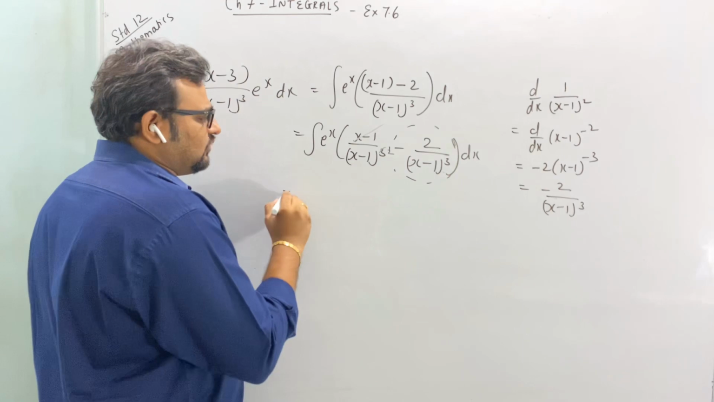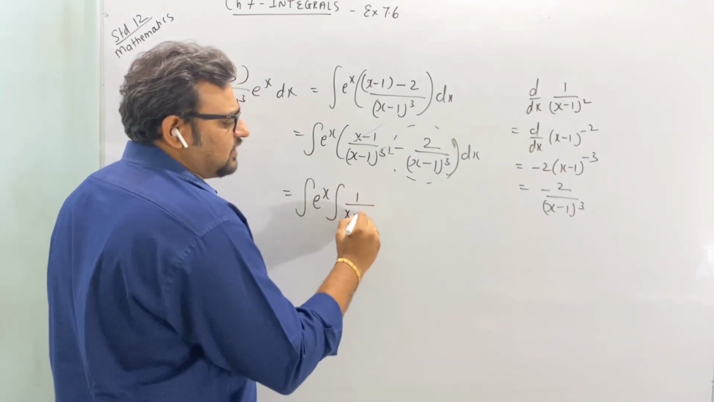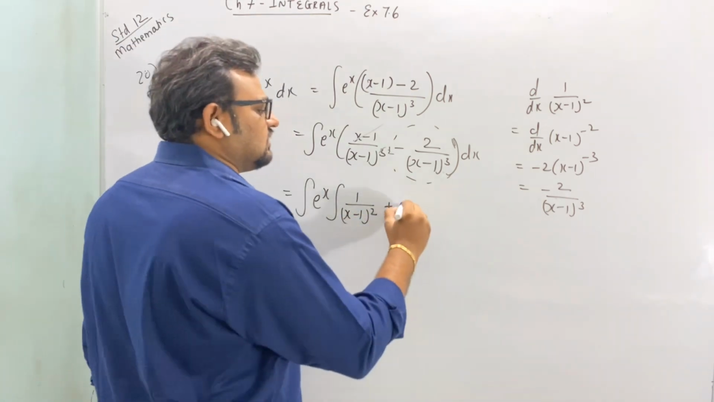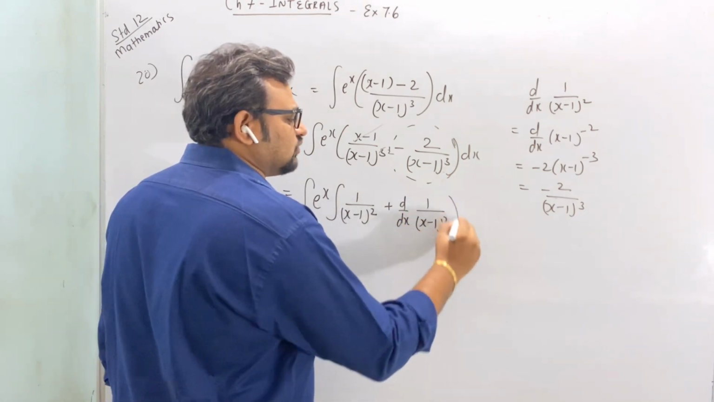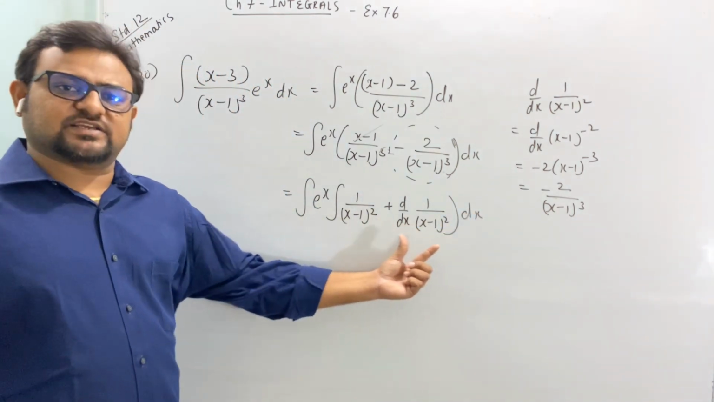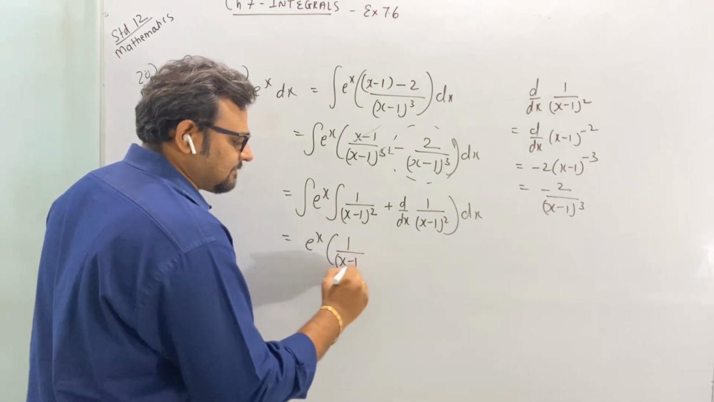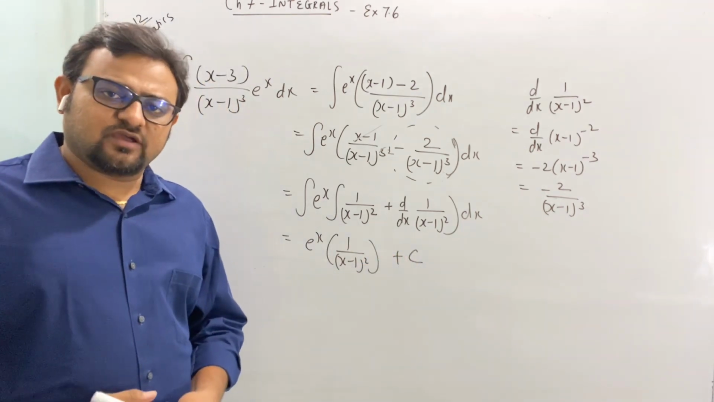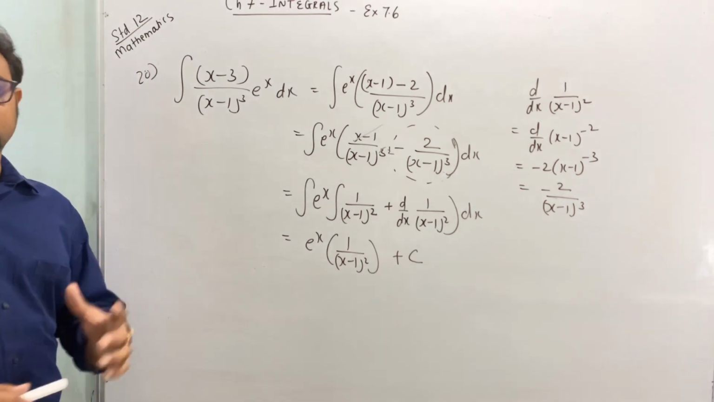Clear? So it will be e raised to x, 1 upon (x minus 1) whole square, plus d by dx of 1 upon (x minus 1) whole square, that is f(x) and f dash x. So it will be e raised to x f(x) plus c. Okay, so that was about question number 20. Clear? So just go through this question.